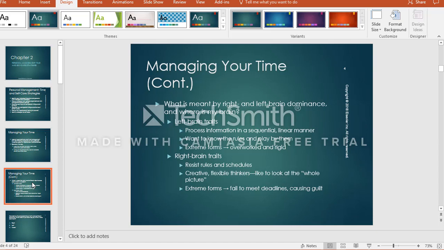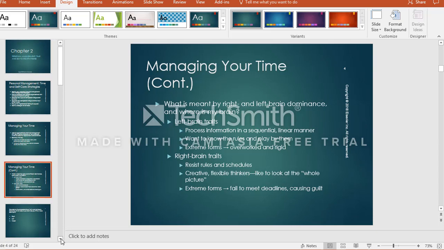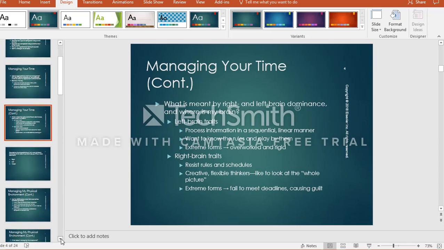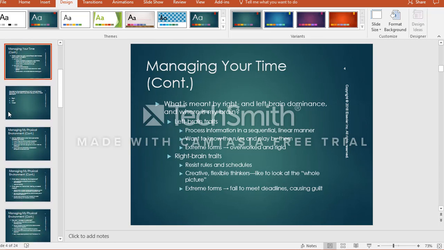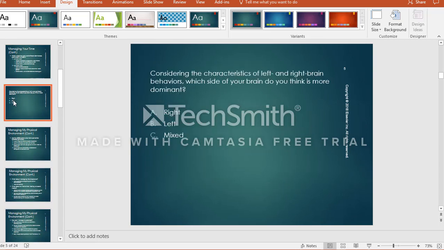So I would say I'm more left-brained, which I think is a good quality to have in a nurse, just because I don't like to mess up. So considering the characteristics of left and right brain, what side of the brain do you think is more dominant for you? Like I said, left.